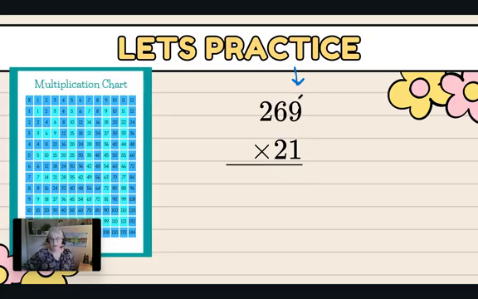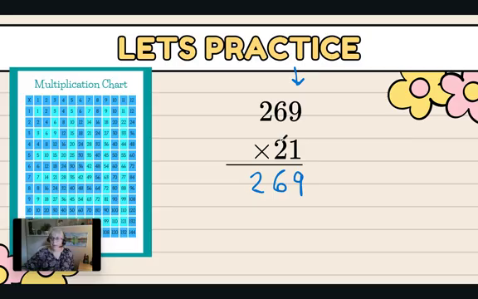So start with the right-hand side. 1 times 9 is 9. 1 times 6 is 6. 1 times 2 is 2. So I know that 1 times 269 is 269. And that makes sense because I know 1 times any number is that number.